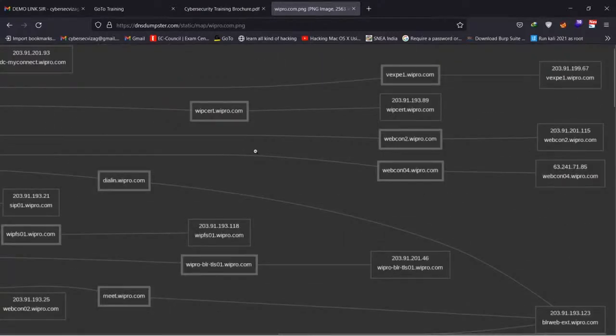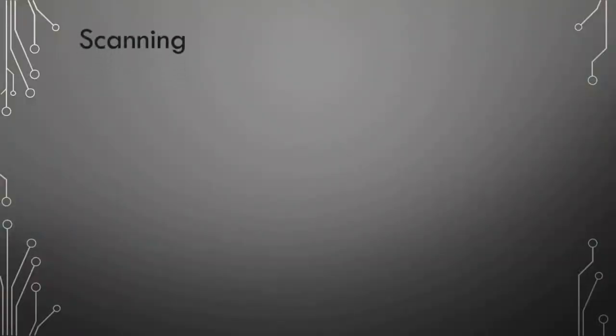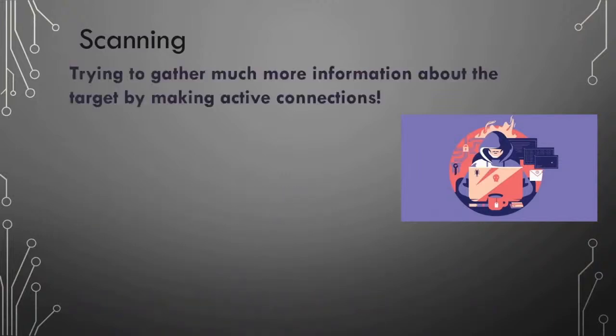After information gathering is done, we go to the next phase, which is known as scanning or enumeration. Now, one of you asked me what scanning or enumeration is. This is nothing but trying to get some extra information about the target by making active connections. What I mean by active connections is that you will directly connect to Wipro servers, and from them you will try to fetch the information.